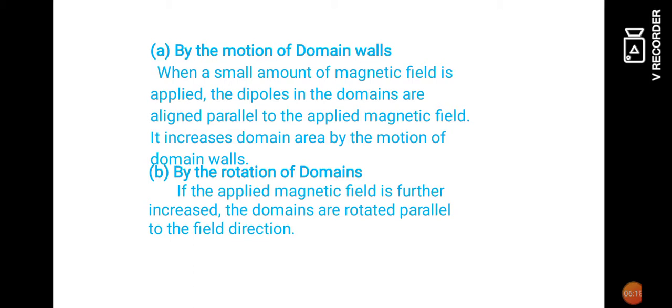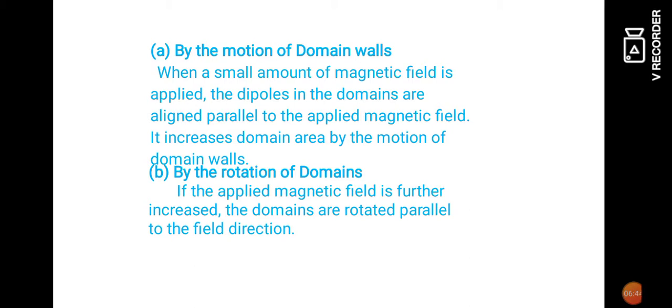That means 3 or 4 or whatever the number may be, the small magnetic domains will be converted into a single magnetic domain, so that all the magnetic dipoles will be aligned inside the ferromagnetic domain in the same direction. Now let us see the second point.